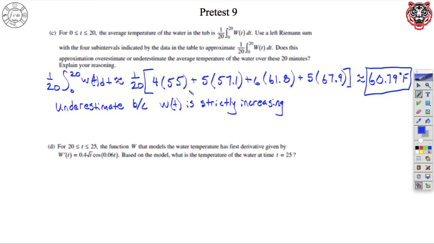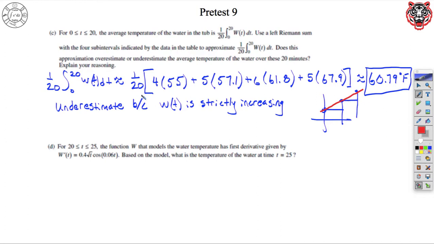And again, if you need the logic for this, I can do a quick little graph. So we have a function that is increasing. So these points are increasing. It's a left Riemann sum, so I use the point on the left for each of the heights. So compare this to the actual function. The actual function looks like this. It's an underestimate because there's some gaps here. That's why it's an underestimate.